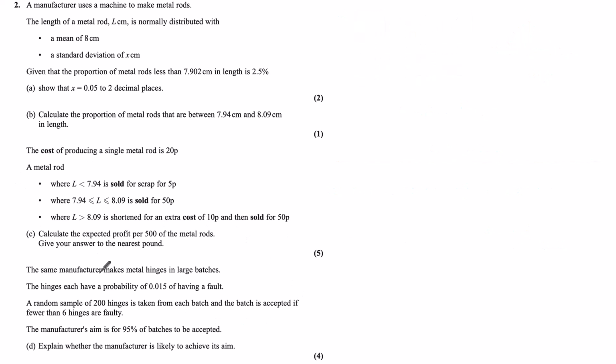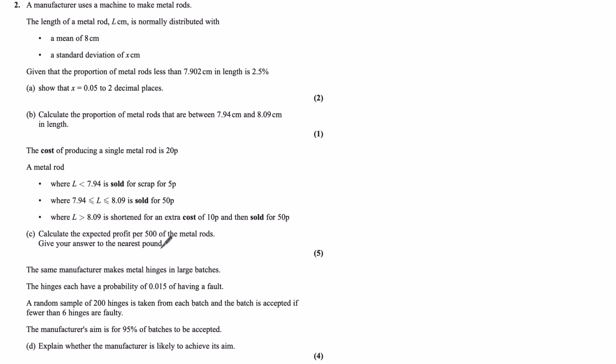A lot of information here. So the cost of producing a single metal rod is 20p. A metal rod where the length is less than 7.94 is sold for scrap for 5 pence. When it's between 7.94 and 8.09, it's sold for 50p. If it is greater than 8.09, it needs to be shortened for a cost of 10p and then sold for 50. We want to calculate the expected profit for 500 sold metal rods.